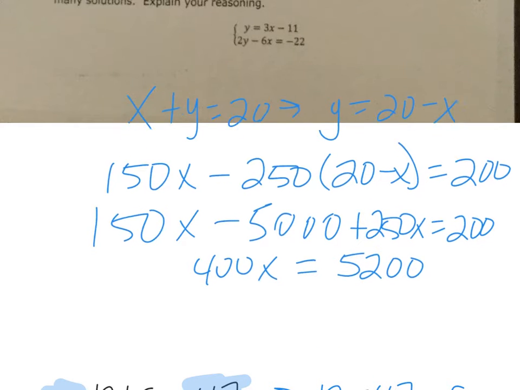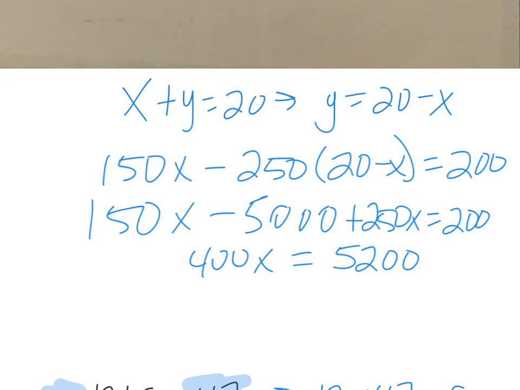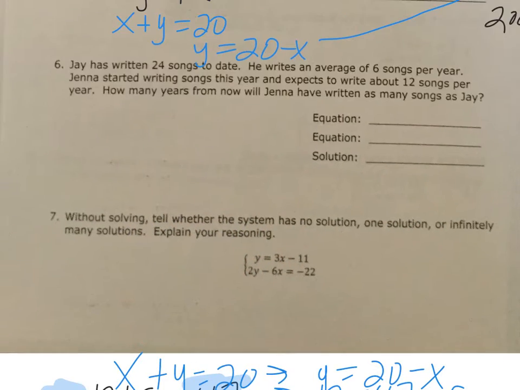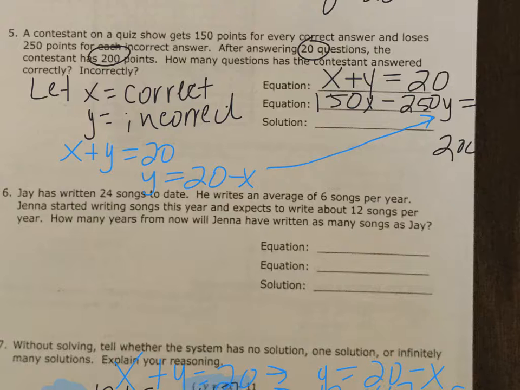And give me some more room here. Divide by 400. That's the same as dividing 52 by 4. So x is 13. So they answered 13 questions correctly, and they answered 20 questions in all, so 7 questions incorrectly. Let's go back here and write our answer. So x is, oops, I want to use black so you can see it. X is 13, y is 7.